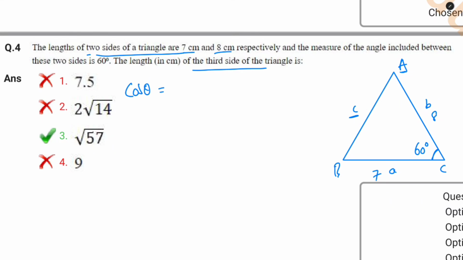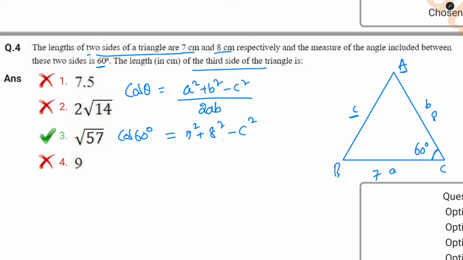So the formula, cosine rule: cos theta equal to a square plus b square minus c square divided by 2ab. Here theta value is 60 degrees. So cos 60 degrees equal to 7 square plus 8 square minus c square divided by 2 into 7 into 8. Here cos 60 means 1 divided by 2, so this goes to the other side and it will be into 2 into 7 into 8. So this is equal to 7 square, 49, 8 square, 64, minus c square.